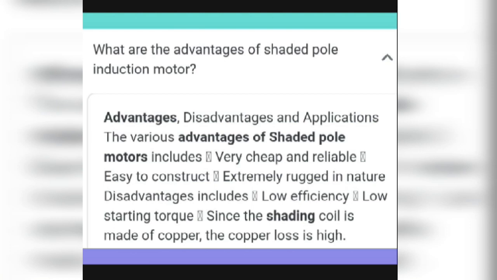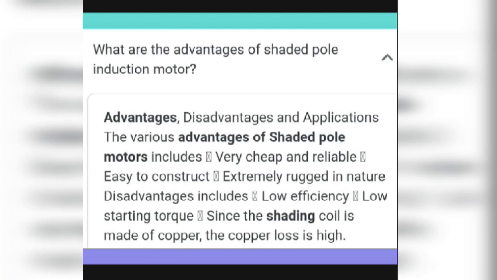What are the advantages of a shaded pole induction motor? Advantages, disadvantages and applications. The various advantages of shaded pole motors include that they are very cheap, reliable, easy to construct, and extremely rugged in nature.